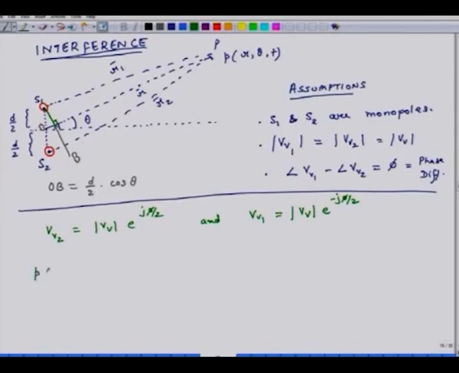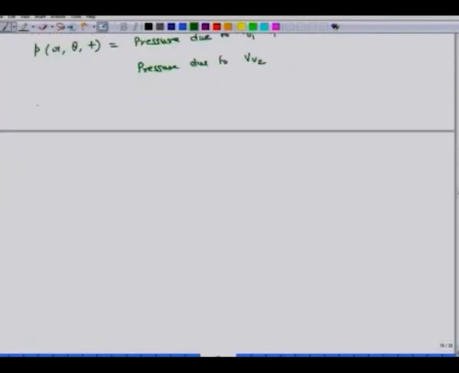Now, P of r, theta, t equals pressure due to VV1 plus pressure due to VV2. I will write first the complex pressure, and the complex pressure is the complex pressure due to VV1 plus the complex pressure due to VV2, and then I will add these two up, take the real part, and then I can get the actual pressure.